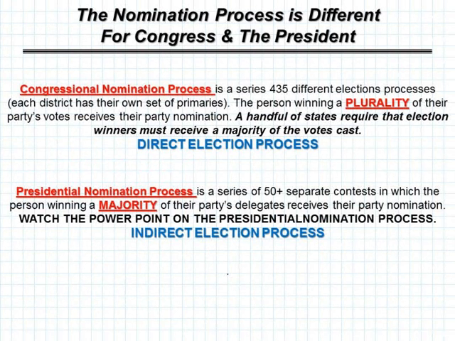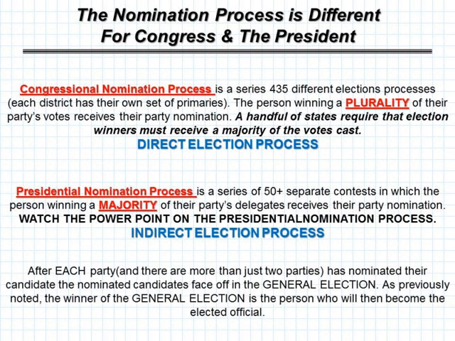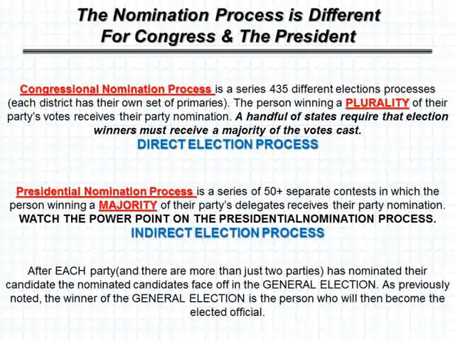But the congressional nomination process is relatively straightforward. After each party has had their nomination process, then we have the general election, and then whoever wins the general election actually wins whatever office they're trying to get elected to.